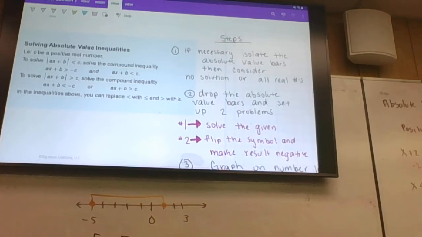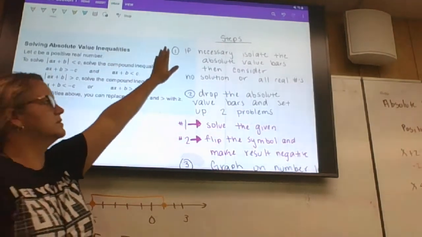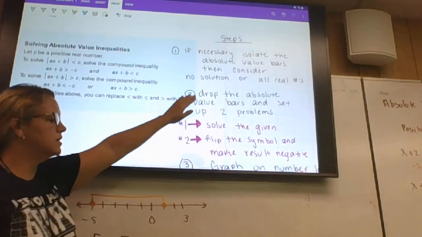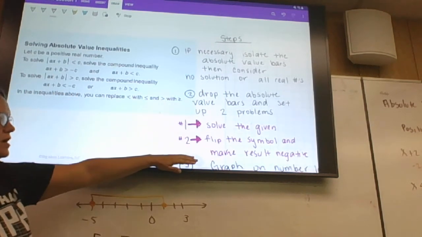If necessary, isolate the absolute value bars and consider no solution or all real numbers. So we are going to have some special cases. But we didn't see this in the one we just did. We went right to step two. So for smaller problems, you can go straight here.